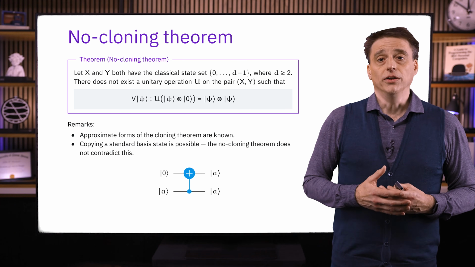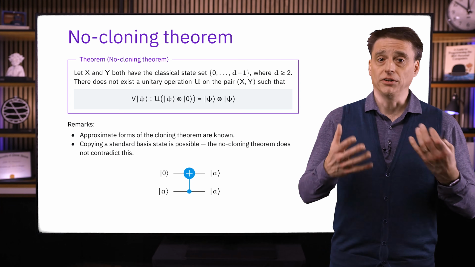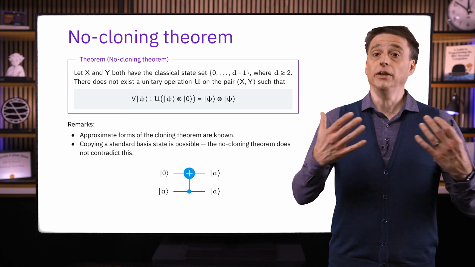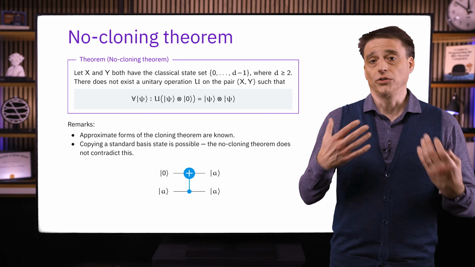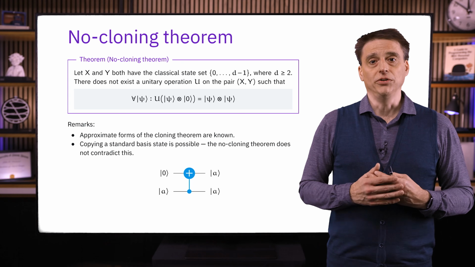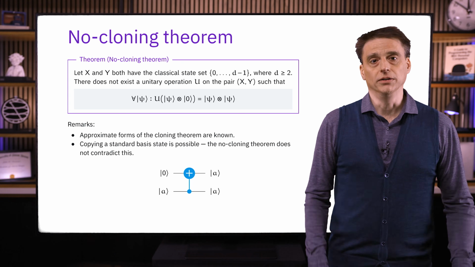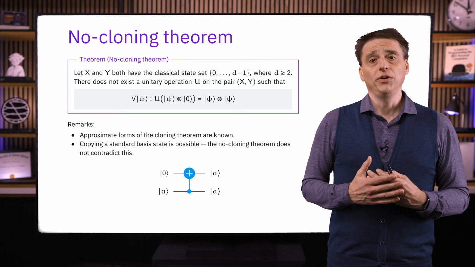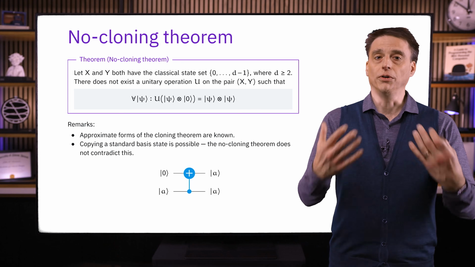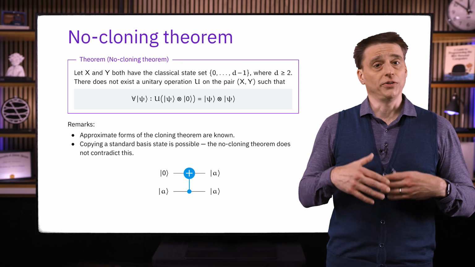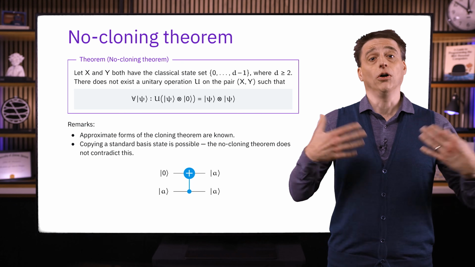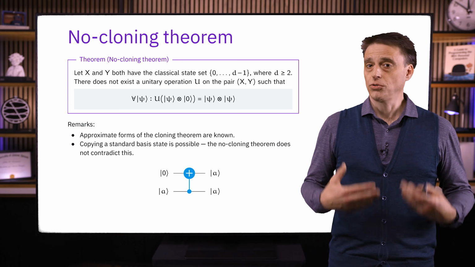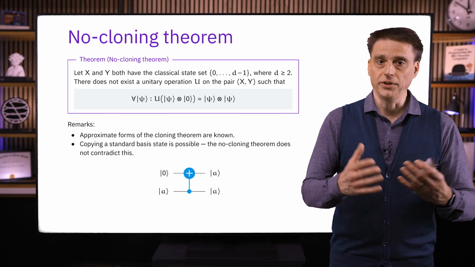A second remark is that copying or cloning standard basis states most certainly is possible. For example, a controlled NOT gate copies the standard basis states of a qubit. This doesn't contradict the no-cloning theorem. The point is that cloning, in the sense of the no-cloning theorem, requires that this works not only for standard basis states, but for all states. A controlled NOT gate certainly doesn't clone a plus state, for instance.